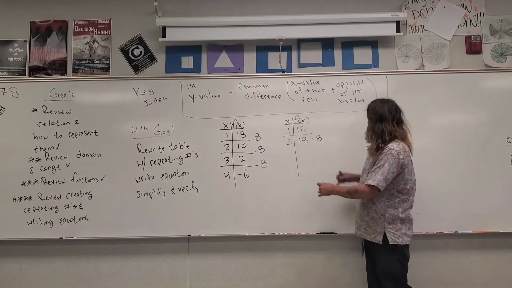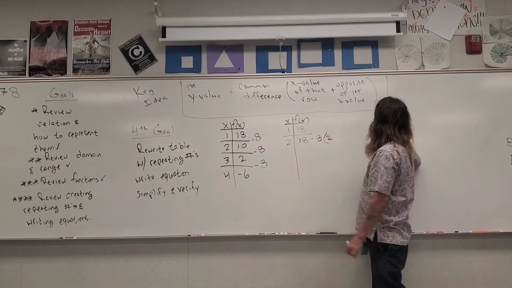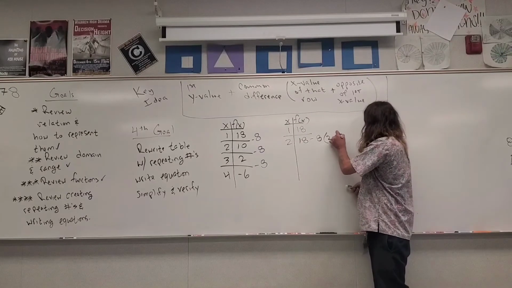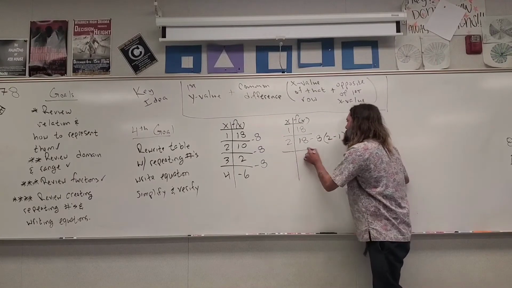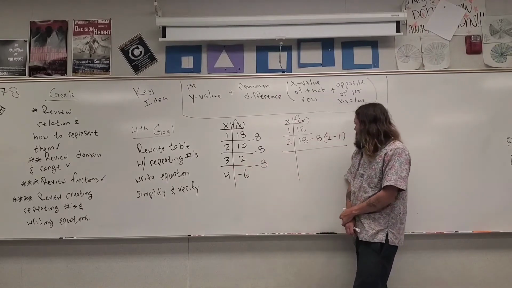And I'm going to go parentheses. The x value of this row is 2. And the opposite of the first x value is plus 1, so its opposite is minus 1. Okay, and I have these numbers repeating. So again, I want to write the table with repeating numbers.